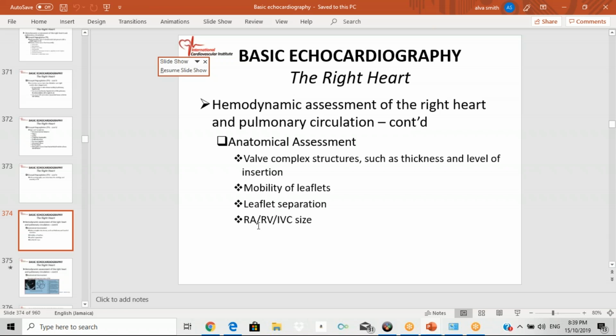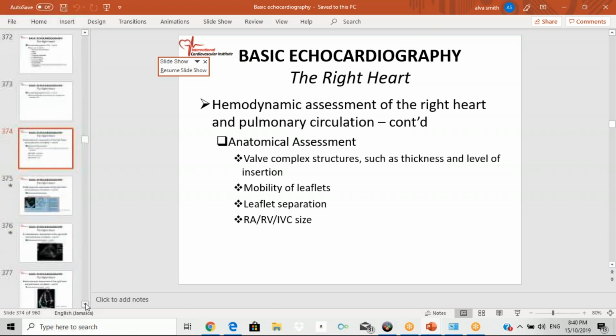Also, if there's a pacemaker lead in place and you can see it pushing on the valve, you already know that the patient is going to have significant tricuspid regurgitation.